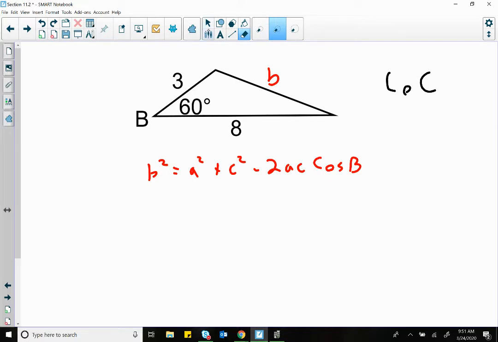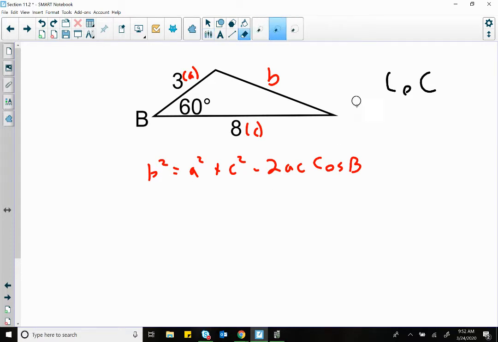Okay? Because this guy right here represents little a, or sorry, little c. This guy over here is your little a. Okay? So with all that information, this is the formula we want to run.